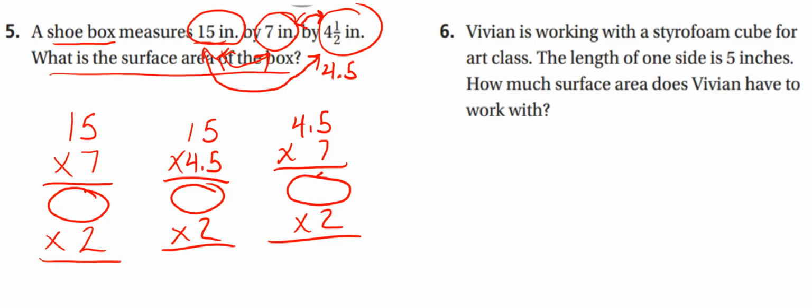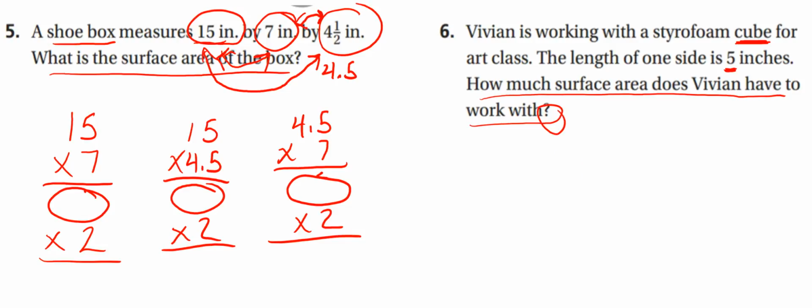Okay. Number 6. Vivian is working with a styrofoam cube, so I know all the sides are the same, for art class. The length of one side is 5 inches, so I know they're all 5. How much surface area does she have to work with? Essentially, they're asking what is the surface area.